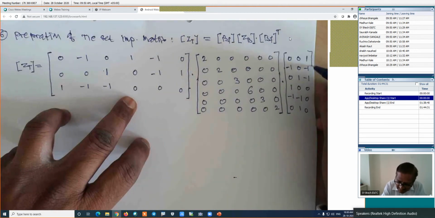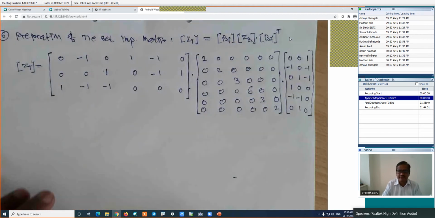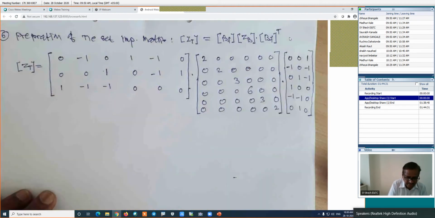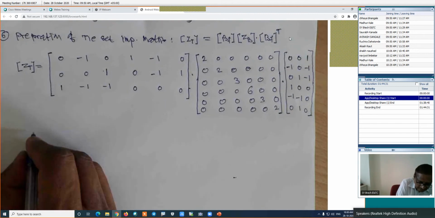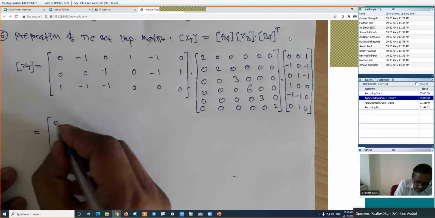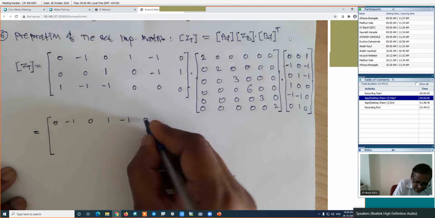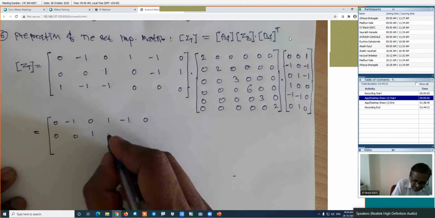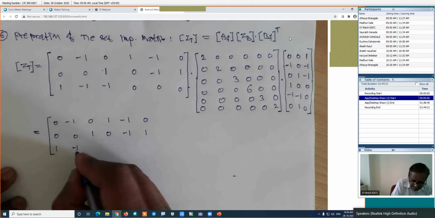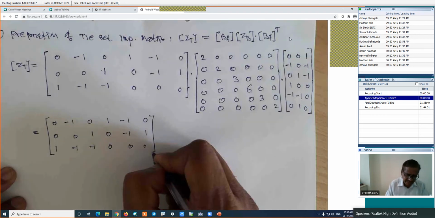This matrix is the transpose of the fundamental tie-set matrix, which is BF transpose. This is ZT equals BF into ZB into BF transpose. What I will do is keep this matrix as it is. 0, -1, 0, 1, -1, and 0. This is 0, 0, 1. Then 0, -1, 1, 1, -1, -1, 0, 0, 0. This matrix is the BF matrix.